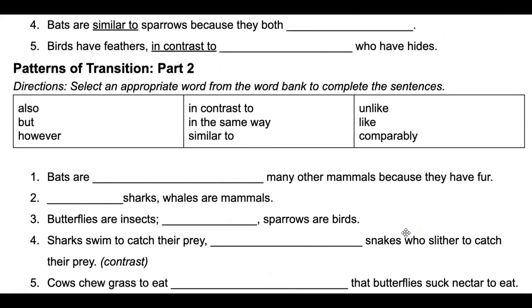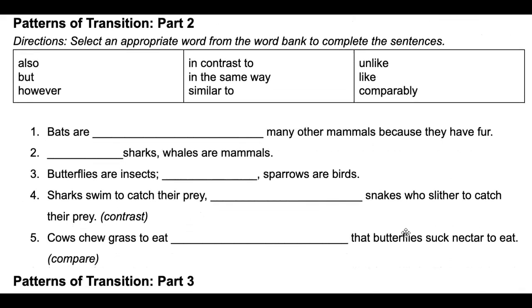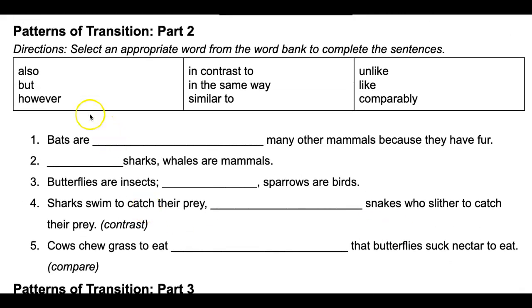All right. This next one is going to have a different type of word bank. It's going to have the compare and contrast words that you need to fill in here. You cannot just use any of them, because you have to look at what the sentence structure is. So for instance, it says bats are blank many other mammals because they have fur. So we know that bats have fur, and so do other mammals. So it's going to be a comparing one.